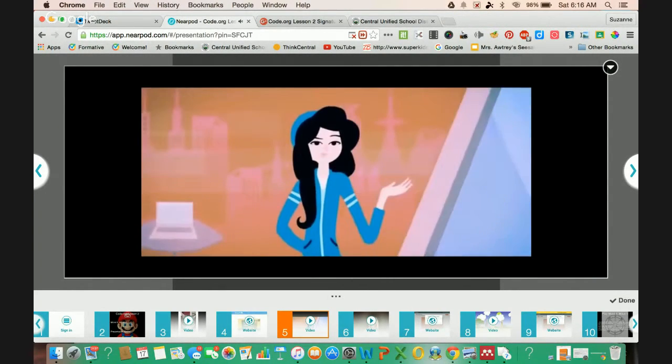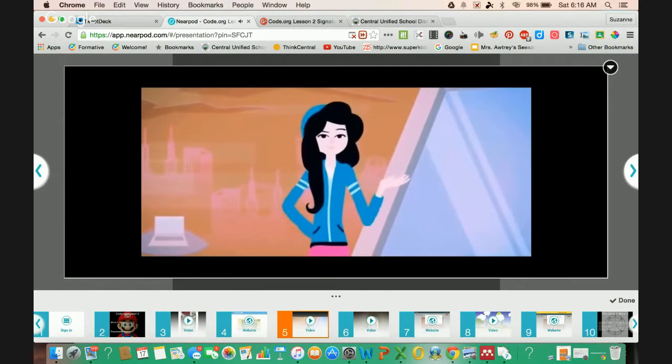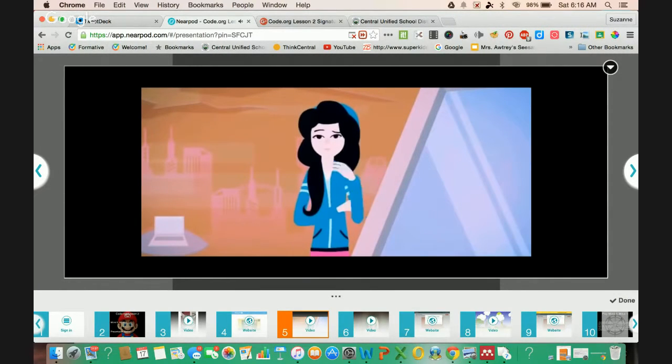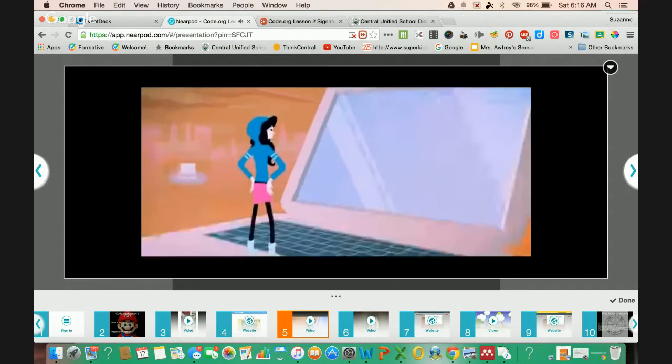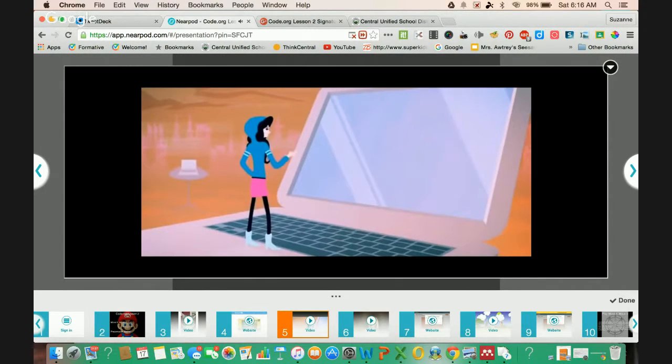Nowadays, just about everything requires some form of programming. So, what is it? Programming is basically explaining to a computer what you want it to do for you.